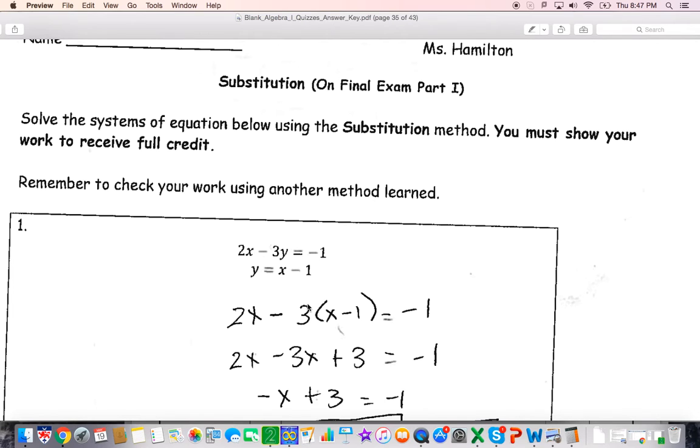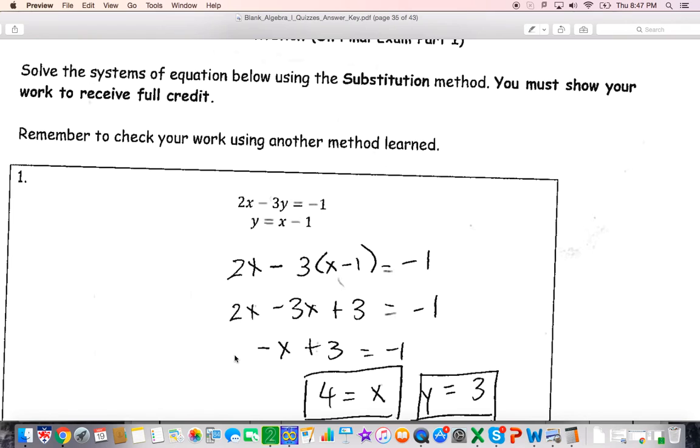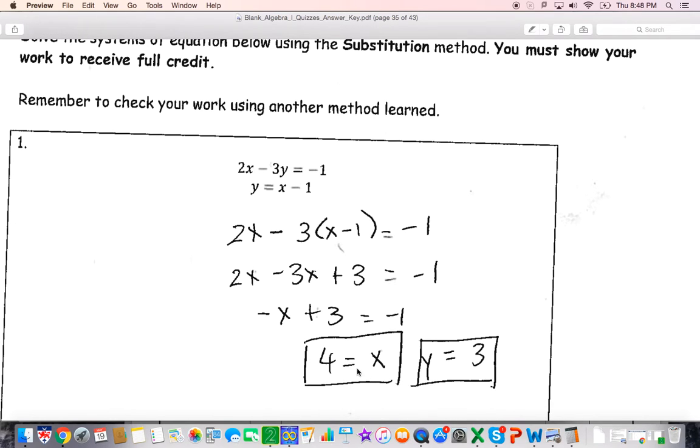Now we see here that we can use the distributive property. So here negative 3 times x gives you minus 3x. Negative 3 times negative 1 gives you plus 3. So then we can join our like terms and we get negative x here. Plus 3 is negative 1, and we can isolate the x, and we get that x is 4.